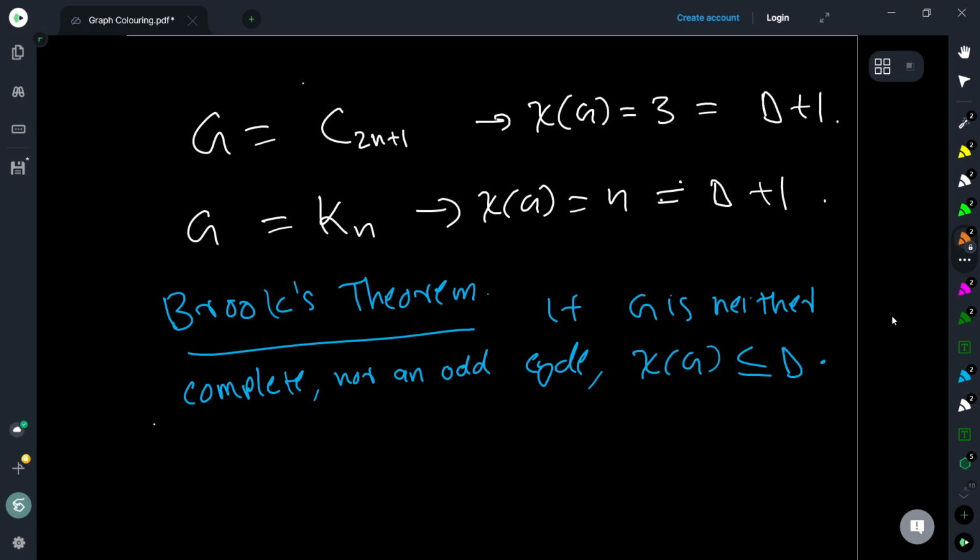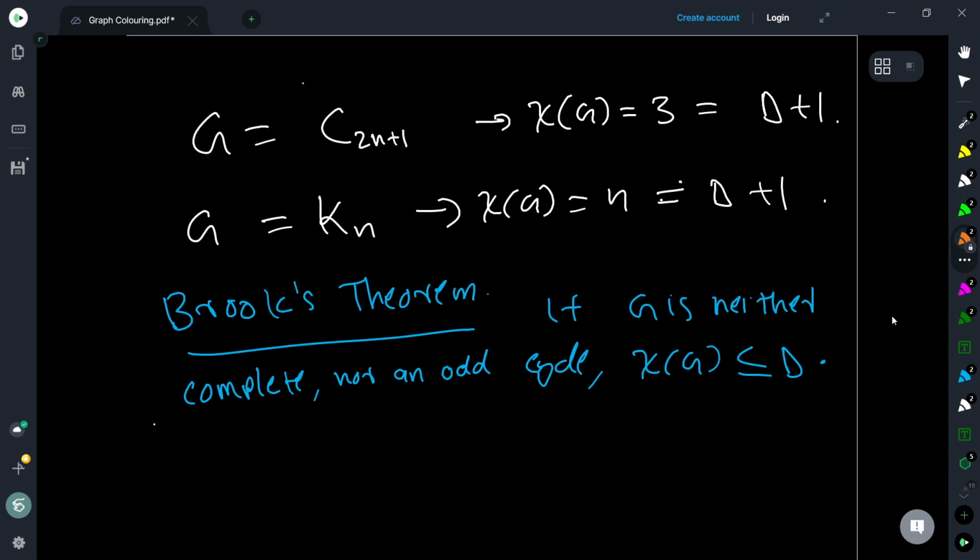What if the graph is the complete graph? If the graph is complete, we know that all the vertices must get different colors. If you look at the complete graph on n vertices, then it's regular with degree n minus 1, because every vertex is connected to all the remaining n minus 1 vertices. And it requires n colors, which is delta plus 1 colors. So for an odd cycle and for a complete graph, in both cases we require delta plus 1.